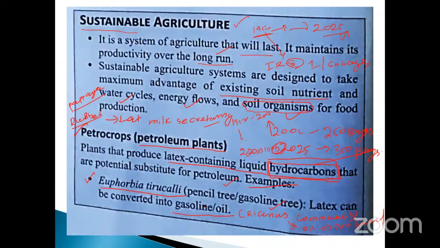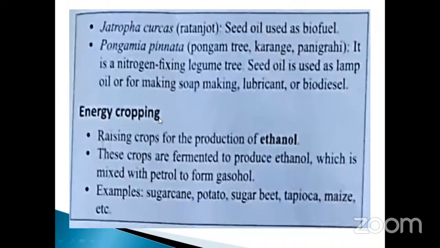So sometimes they may take these as examples. Euphorbia tirucalli. Don't forget, sometimes they may ask a question on these points. Which one of the plants has a hydrocarbon, otherwise called petroleum latex or gasoline? Like that they may ask the question. This is also very, very important, my dear. Okay, go to the next one.